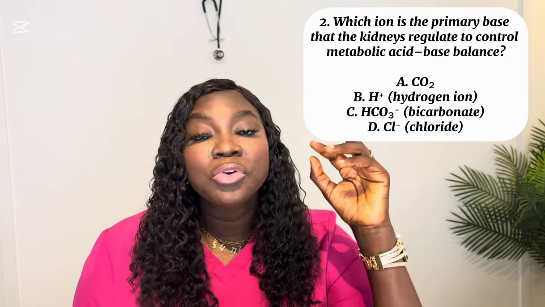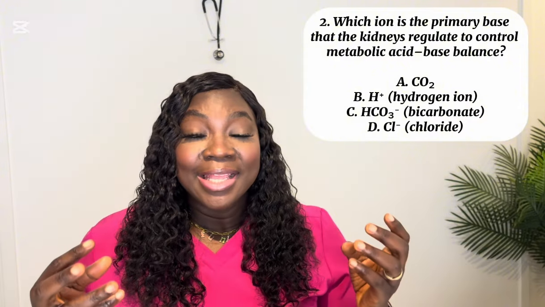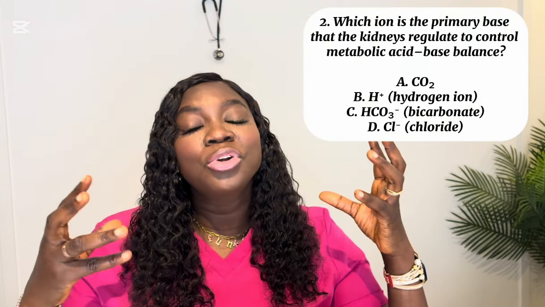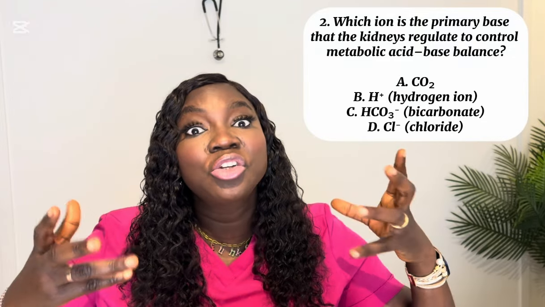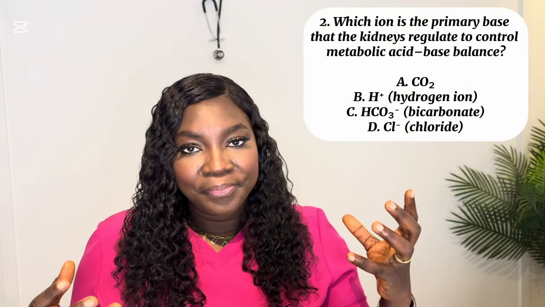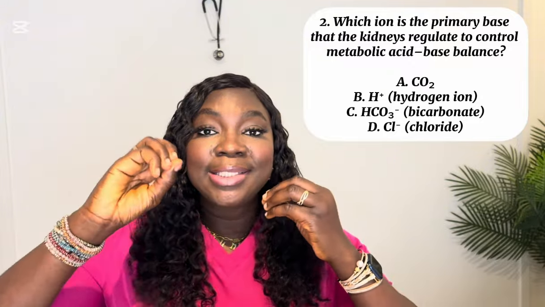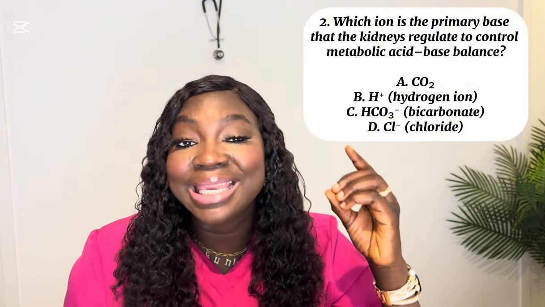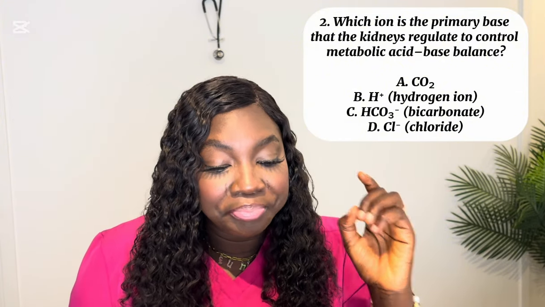Okay? So let's go through the wrong choices. A says CO2. I just said it. That is acid. CO2 is controlled by the lungs and it is acid. So when there's so much CO2, the body will be in respiratory acidosis. When there's so much accumulation of CO2 in the lungs, that will put the body in a state of respiratory acidosis. And remember, gas exchange happens in the lungs. CO2 out, oxygen in. So the primary base that the kidney regulates is not CO2. So that is wrong. And B, hydrogen ion.